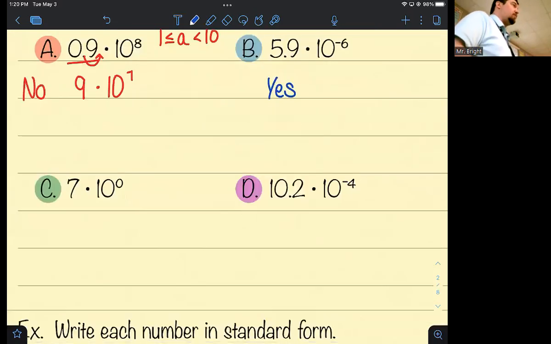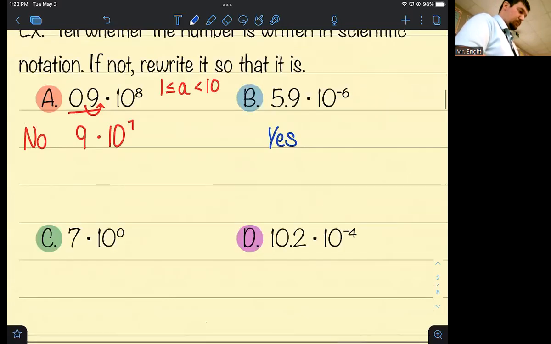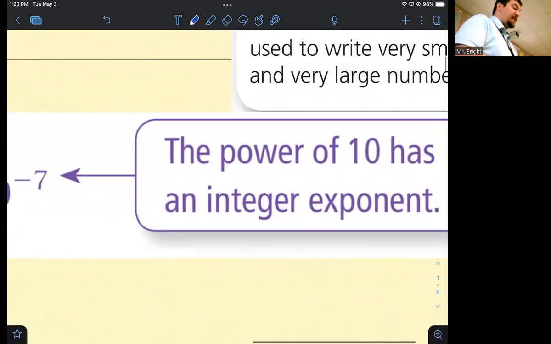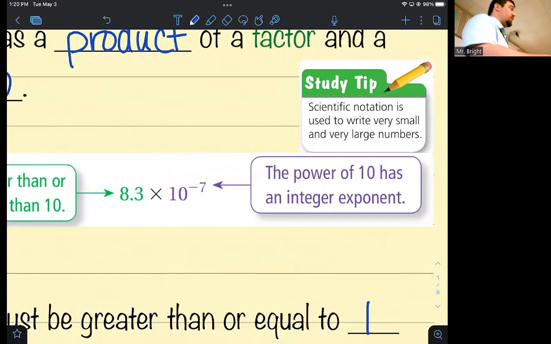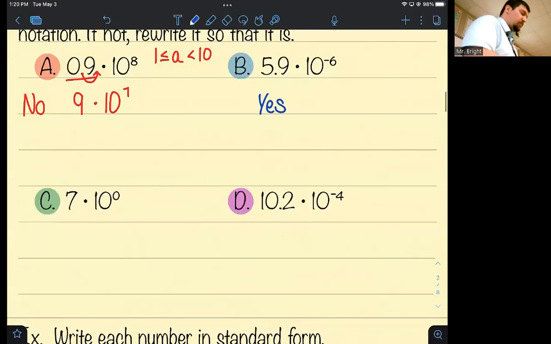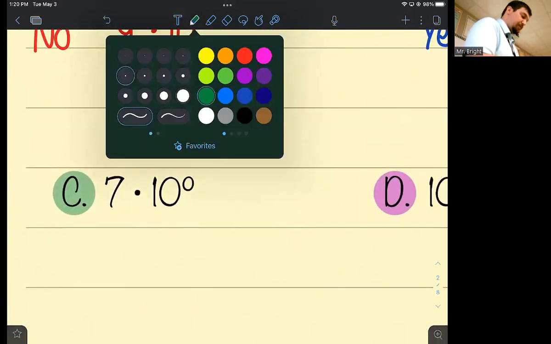7 times 10 to the 0. Is that in scientific notation? Brady, why not? Can it not be? The power of 10 has to be an integer exponent. Okay, is 0 an integer? Yes, it is. So that qualifies. Was 7 between 1 and 10? Yes, so this is in scientific notation.